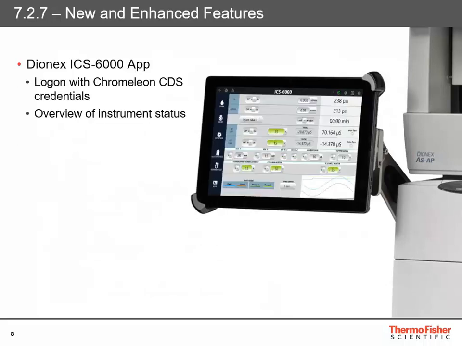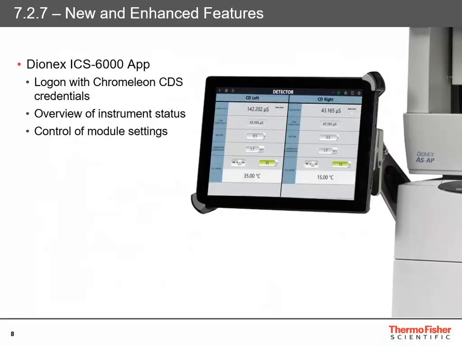So you can then access an instrument overview, from which you can view the individual modules, so you can see what's going on with your system, the pressures, the flows, the detectors, and you can see the signal. You can then also view into specific modules and get a bit more detailed information on them, and also control those. You can change the settings directly on the tablet.